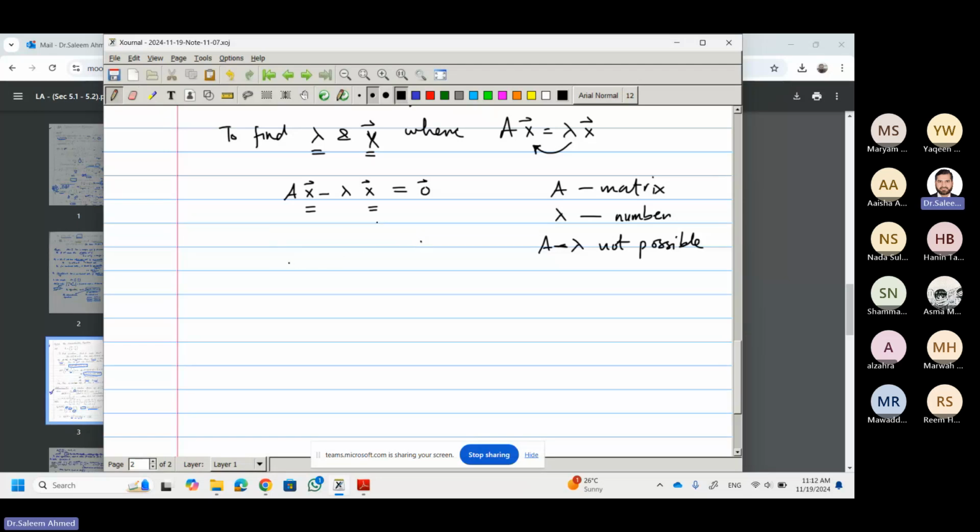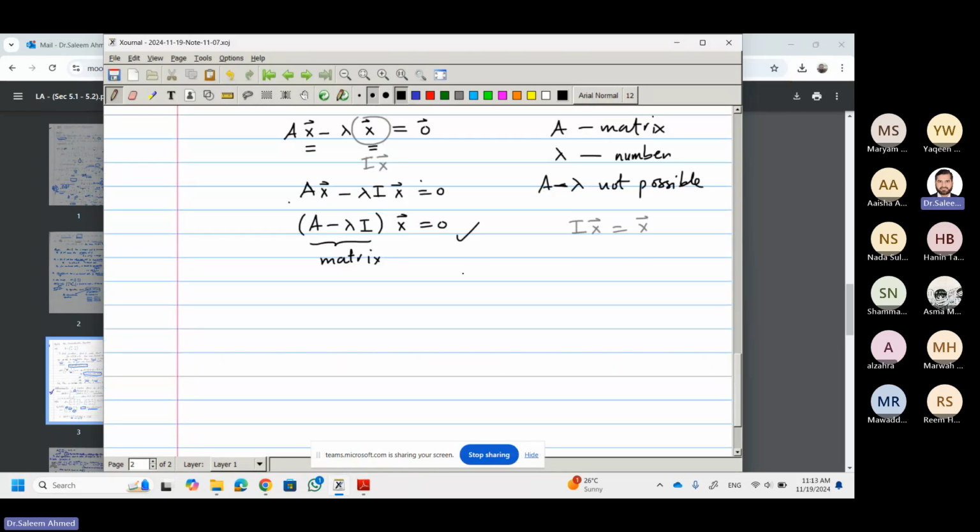So see here, if I write this x as identity into x, there is no problem, right? Because identity into x is x. Identity multiplied by any vector does not change it. So now I can write Ax minus lambda Ix equal to 0. We can do that. Now if I take x as common, it is A minus lambda I. Now there are no issues. A minus lambda I is a matrix, no issues with that. So this can be done.